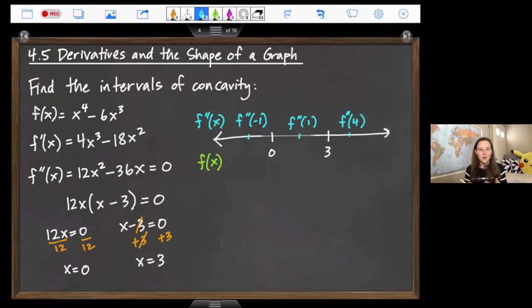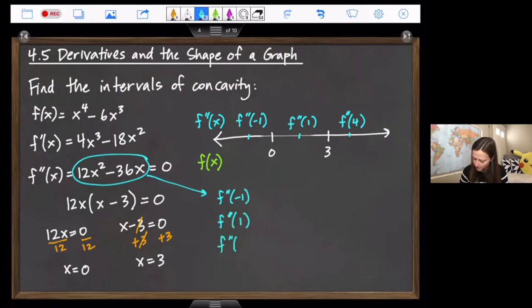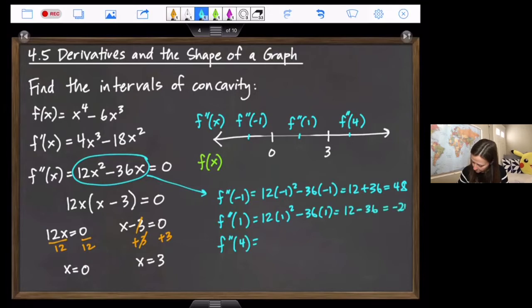All right, so we got a lot of work to do. We're going to plug into this second derivative here. So I've got f double prime of -1, f double prime of 1, and f double prime of 4. So all three of those are getting plugged into our second derivative. Let's see what happens. All right, had to pull out the calculator there for the last one.